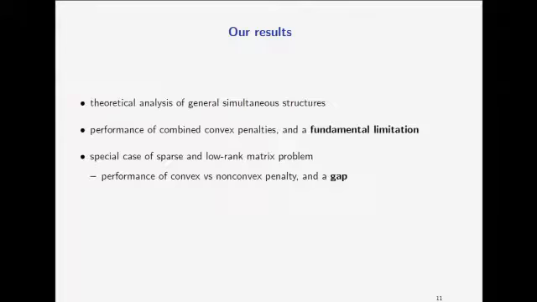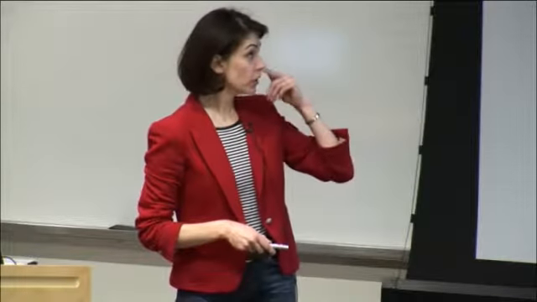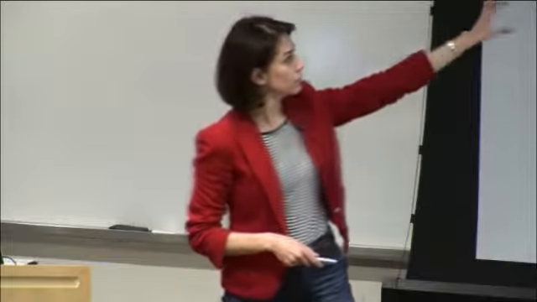But OK, what are our results? We are going to give a theoretical analysis of general simultaneous structures, and we are going to show that combined convex penalties have a fundamental limitation. Then we are going to restrict ourselves to the case of sparse and low-rank matrices and show that if I write down a convex and a non-convex problem for recovery, unlike the cases we saw for sparse vectors and low-rank matrices, there is a large gap.